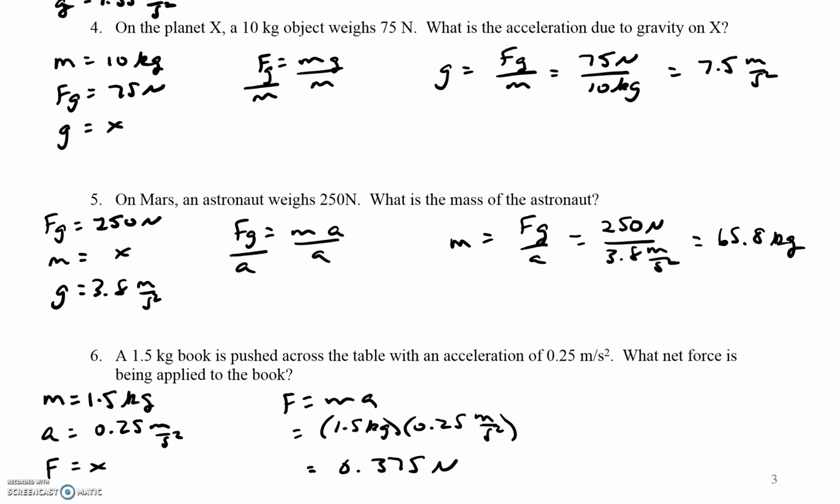For number 6, a 1.5 kilogram book is pushed across a table with an acceleration of 0.25 meters per second squared. What is the net force? So force equals mass times acceleration. Our mass is 1.5 kilograms. Our acceleration is 0.25 meters per second squared. So the force is 0.375 newtons.